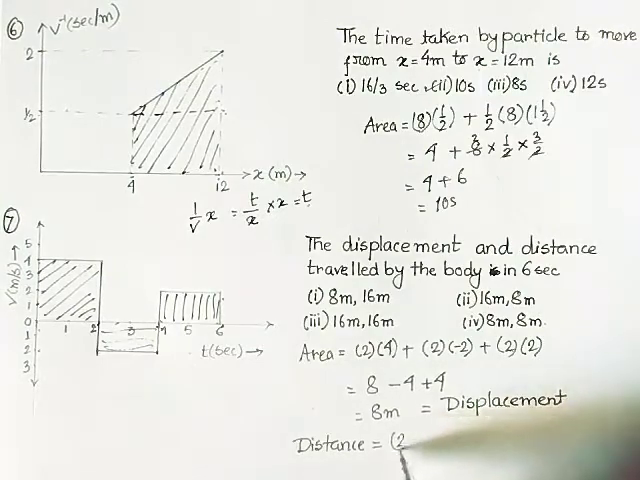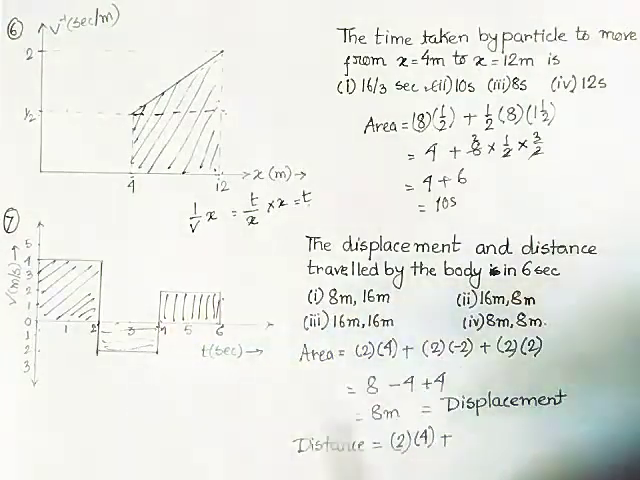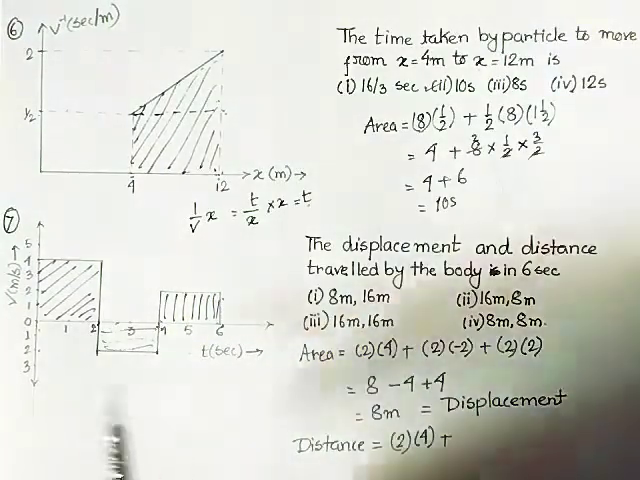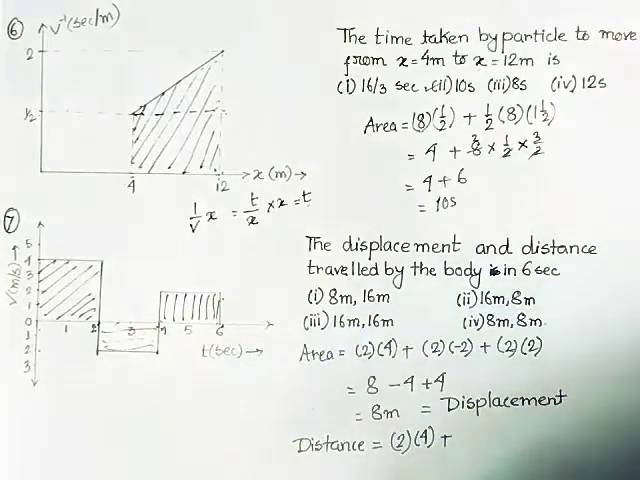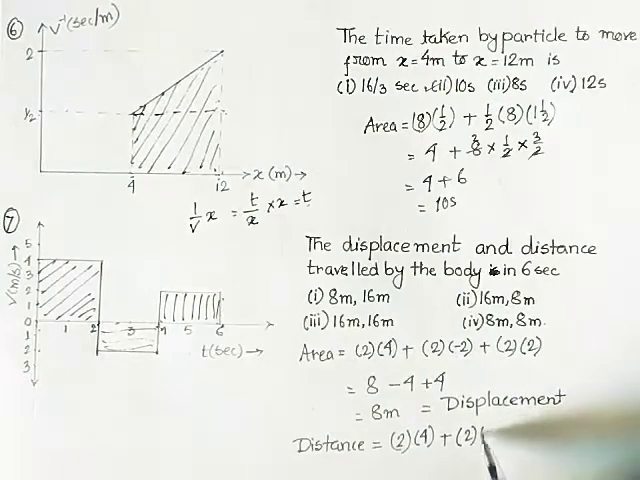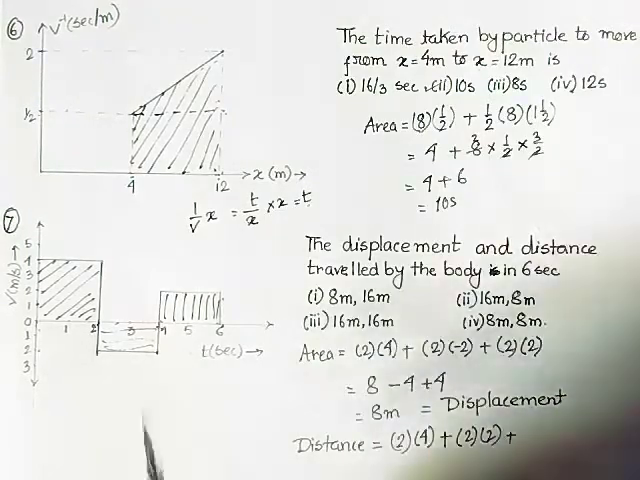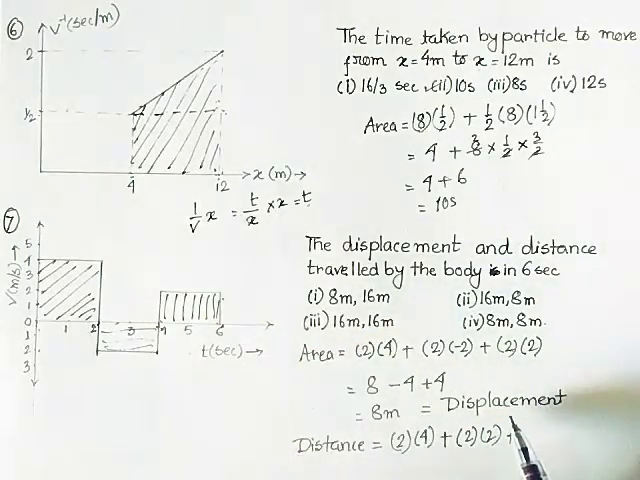So it will be 2 into 4 for the first section. For the second section, this thing is obviously negative, but since I am calculating distance, I need not consider the sign and the direction. So I just write it is 2 into 2, the total area without concerning the sign, and here it is again 2 into 2.